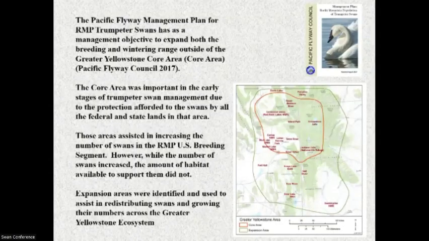While the number of swans increased, the amount of habitat available to support them did not. That's kind of obvious where federal land is set up. As numbers increase, we're not going to have any more land available for them to go into. So it was important to get them into these expansion areas and beyond. The expansion areas were identified and used to assist in redistributing swans and growing their numbers across the greater Yellowstone ecosystem. We didn't want any more catastrophic die-offs due to winter or things like that. Basically, we're not trying to put all our eggs in one nest, so to speak.